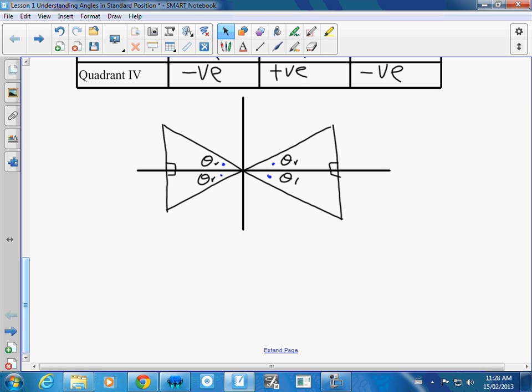30. Now where does it start? 0, spins all the way around. Where does it end? How do you get that? 180 plus theta r. 180 plus 30 is 210. Okay?